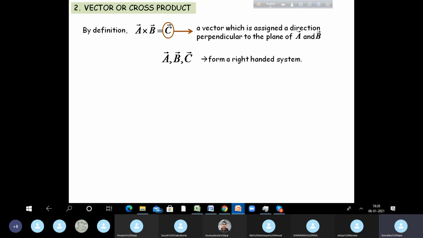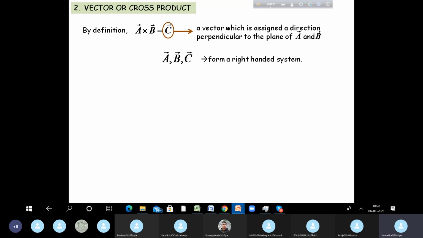A, B and C, where A and B you are crossing and C is the result of that cross, they form a right-handed system. What does that mean? It means that A cross B equal to C, B cross C equal to A, C cross A equal to B. Okay? A, B, C forms a right-handed system.